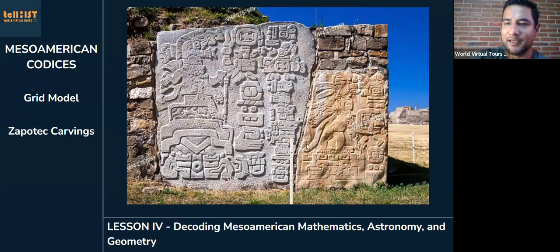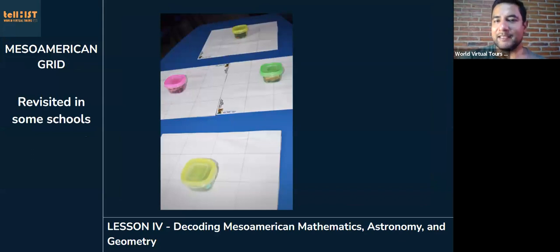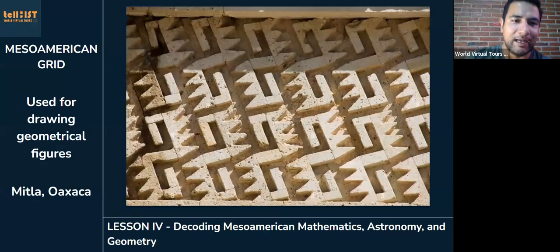We have here this stone, this stela found in Monte Alban in the Zapotec region, South Pacific, the Oaxaca state nowadays. And these grids are used even nowadays. The system is revisited in some schools, especially in the Mayan area. Okay, the system that they developed.